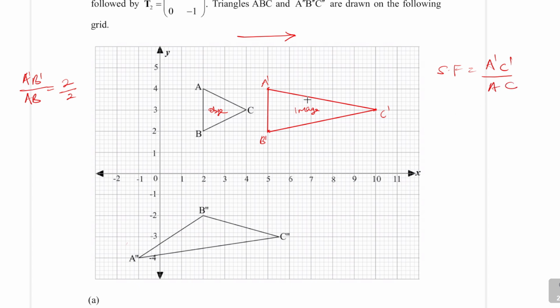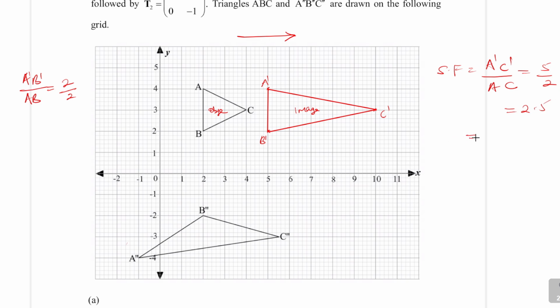I'm counting the squares. From A prime to C prime, how many squares are these? 1, 2, 3, 4, 5. That is 5 units. And then AC is 2 units. So this gives a scale factor of 2.5.